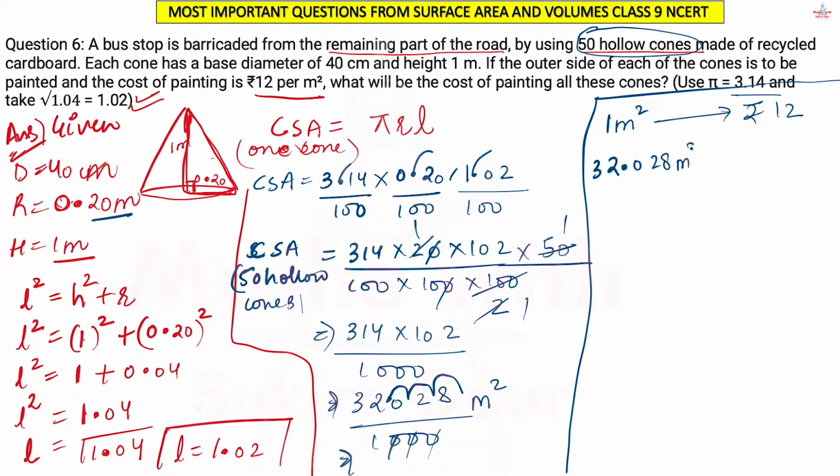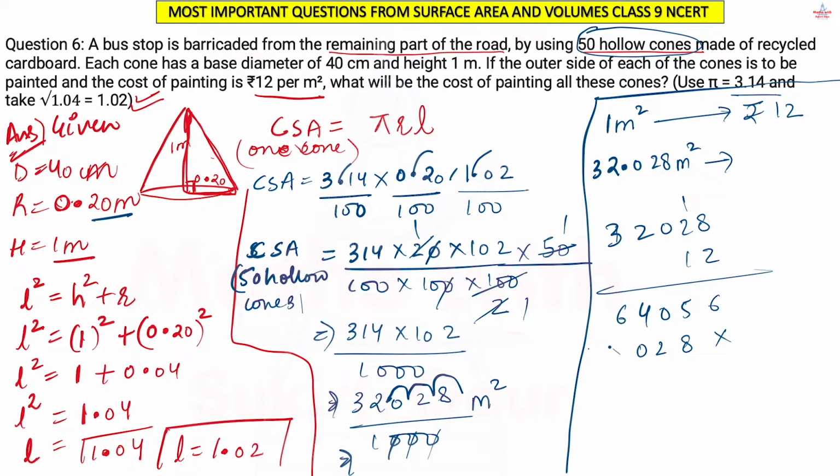32.028 meter square. We are going to multiply it with 12. So 32.028. Do not consider the point yet. Multiply it. 2 8 16, 2 into 2 4, plus 1 5, 2 into 0, 2 into 2 and 2 into 3. This becomes 8, 2, 0, 2, 3.